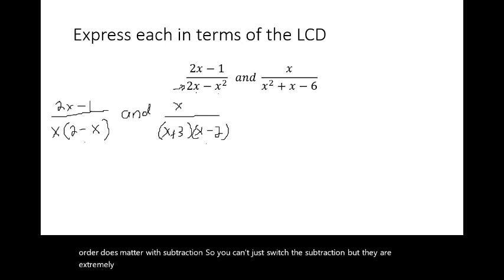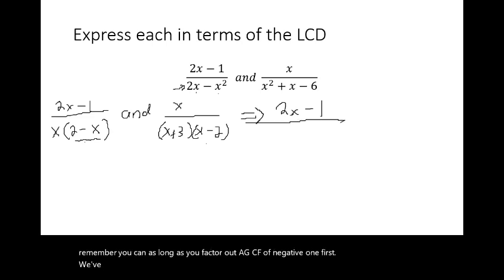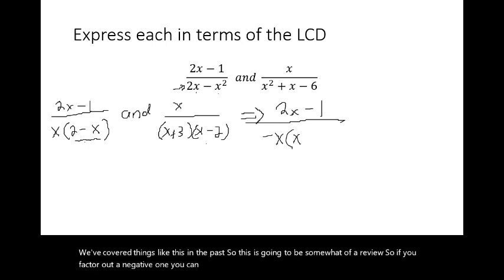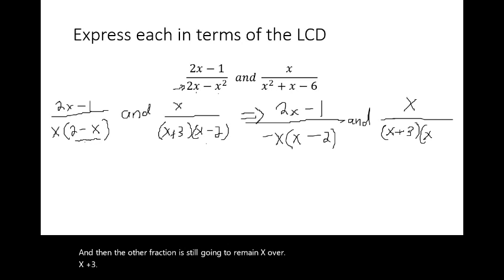So if you want to switch the order of the subtraction for this 2 minus x, remember you can, as long as you factor out a GCF of -1 first. We've covered things like this in the past, so this is going to be somewhat of a review. So if you factor out a -1, you can then change that denominator to x minus 2. And then the other fraction is still going to remain x over x plus 3 times x minus 2.